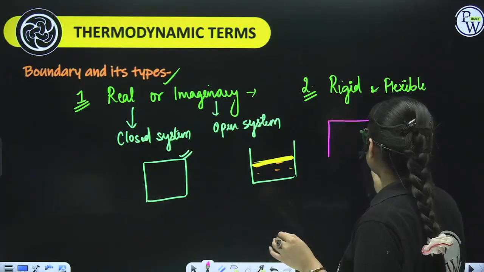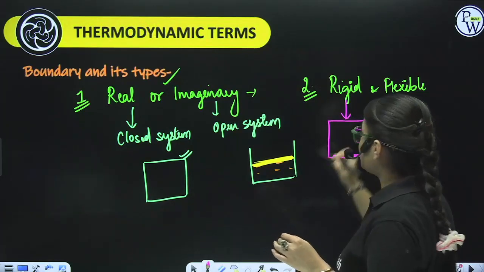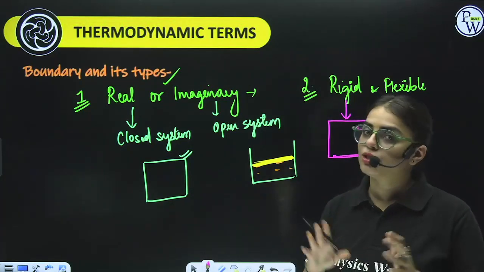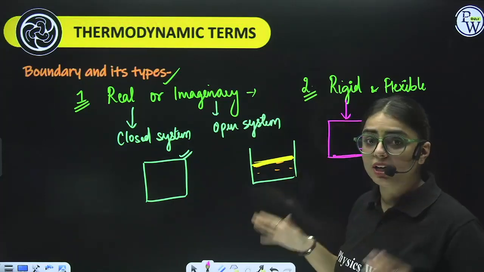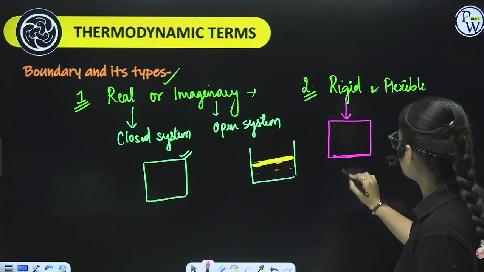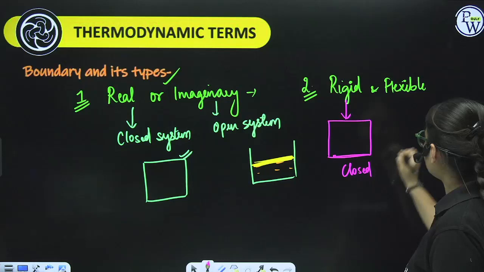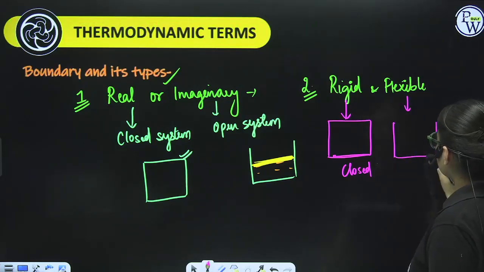Rigid is something which cannot change itself. That means, again, in the case of closed system, when something is so fixed, you cannot change that. You cannot change this complete boundary. It will remain as it is. So in closed system, we shall obtain rigid boundary. Now flexible is again seen in the case of open system.